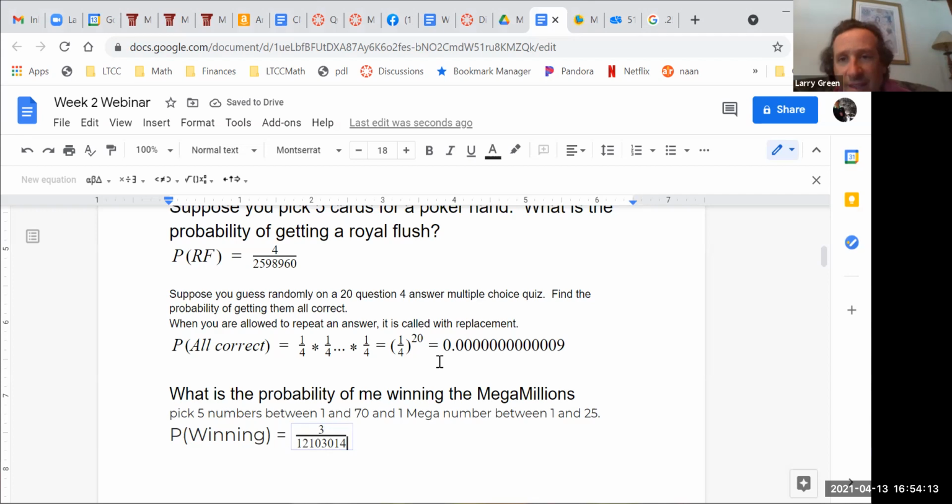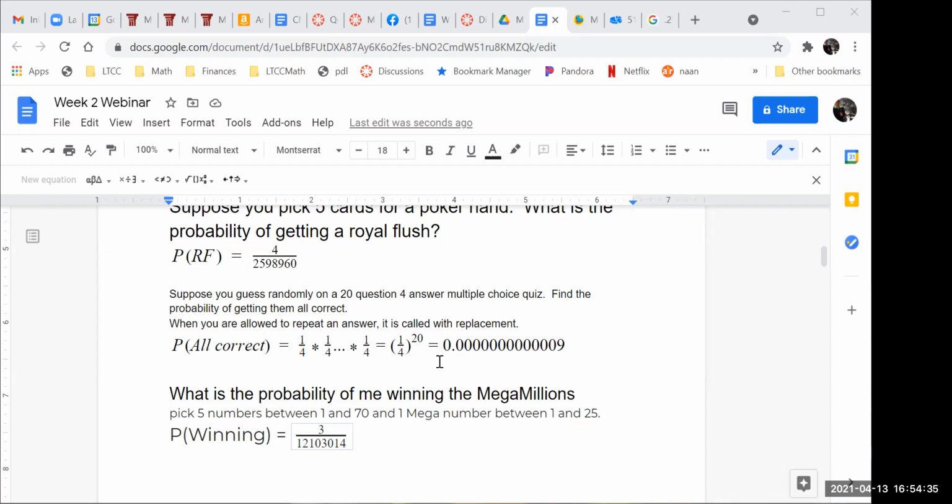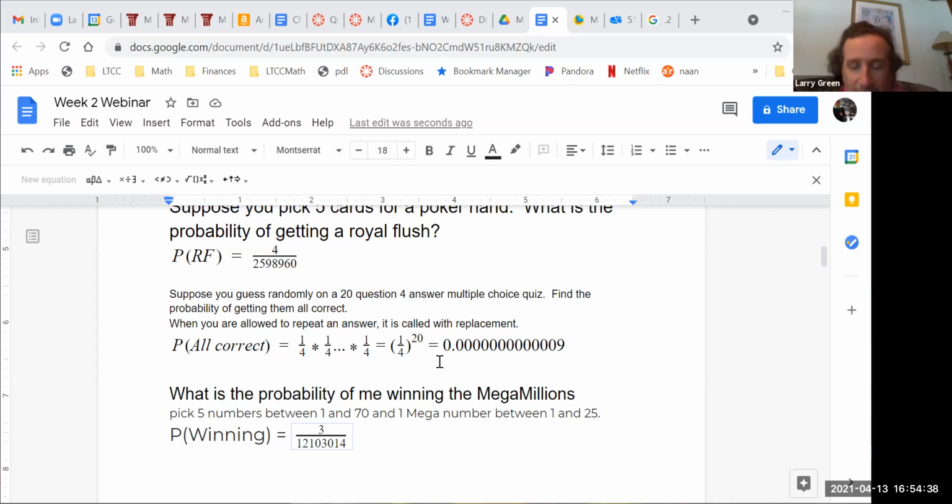Is that the answer? Or am I missing something? What do you think? Here's a hint. Read the instructions. You also have to pick a number between 1 and 25. Exactly. I have to pick a number between 1 and 25. And by the way, those are independent of each other. You can actually have your mega number be one of your 5 numbers. Okay. And because of that, I'm allowed to multiply. If not, you can't multiply. So I'm going to multiply.